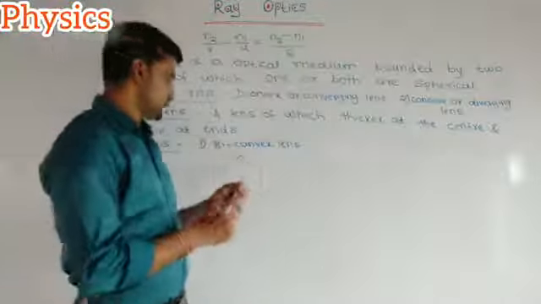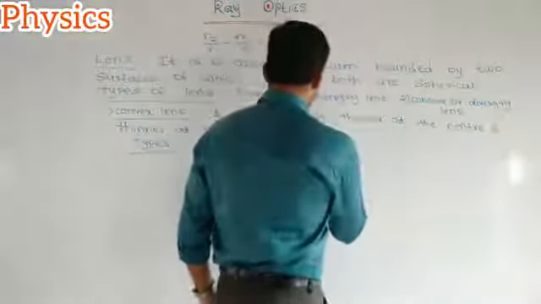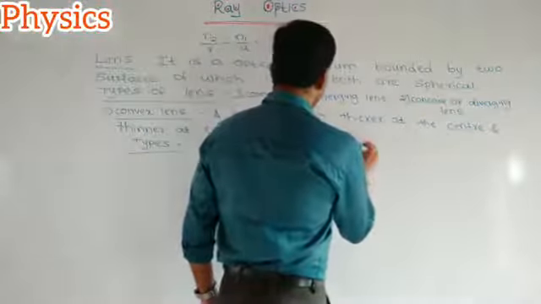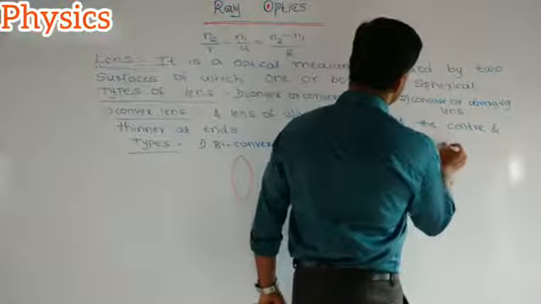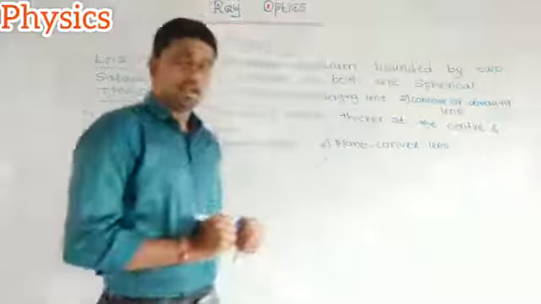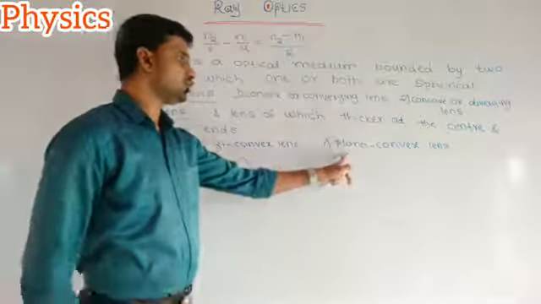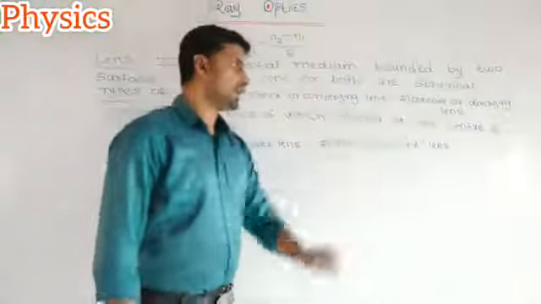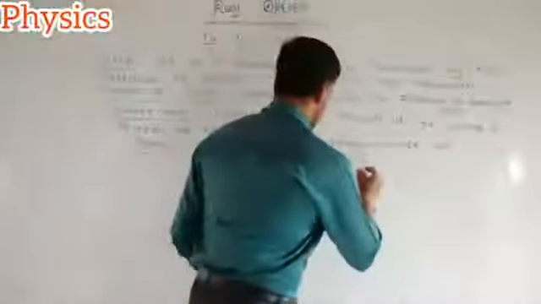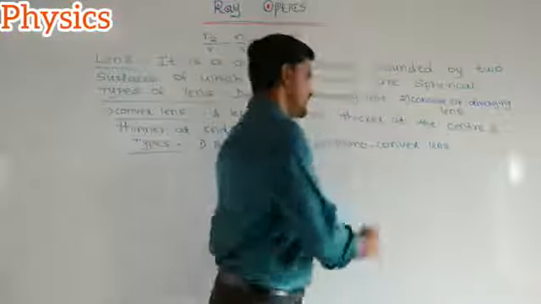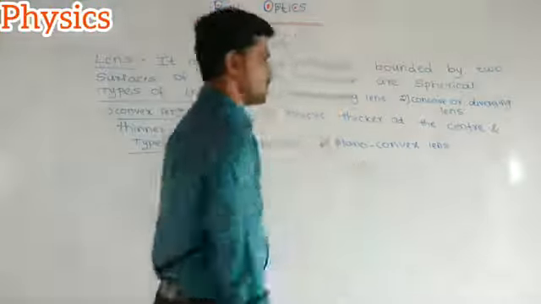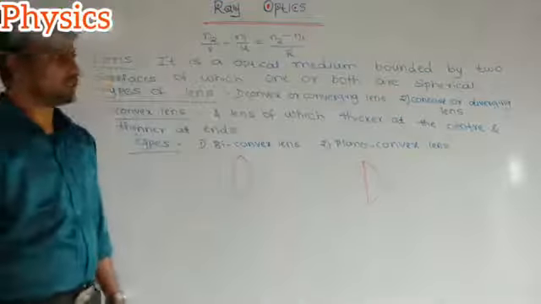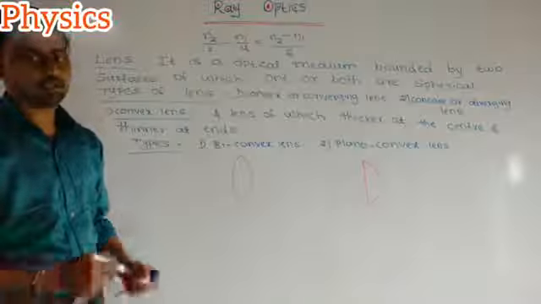And the second type is the plano convex lens. In this case, one surface is a plane surface and the other surface is a convex surface. Then that type of lens is called a plano convex lens.